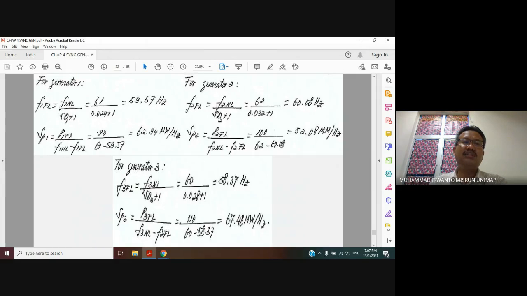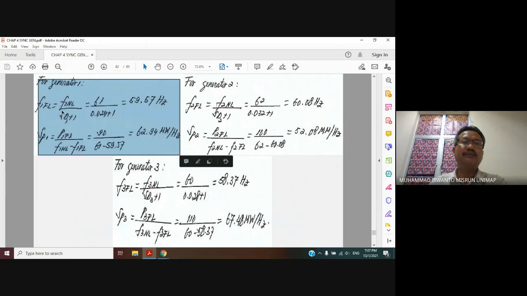Now, please find each full load frequency for each synchronous generator and also the slope of power frequency. For generator 1, the full load frequency is equal to the no load frequency for generator 1 divided by the speed drop for generator 1 plus 1. The no load frequency is given in the table, and the speed drop is given as 2.4% or 0.024, plus 1. So the full load frequency for generator 1 is 59.57 Hz.